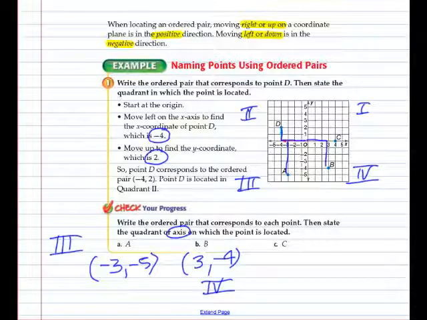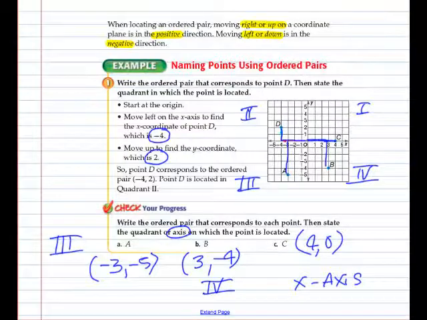Point C, you can see, is 4 points to the right with no up-down movement. That means we're on the x-axis. And our ordered pair then is 4, 0, 4 to the right, no up-down movement.